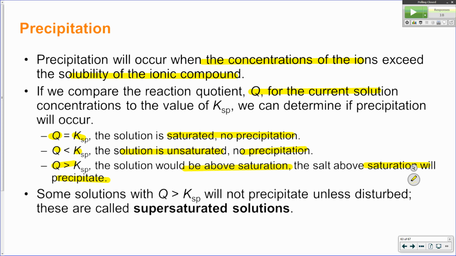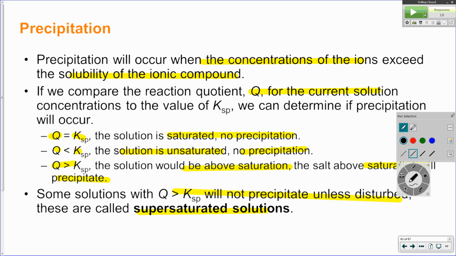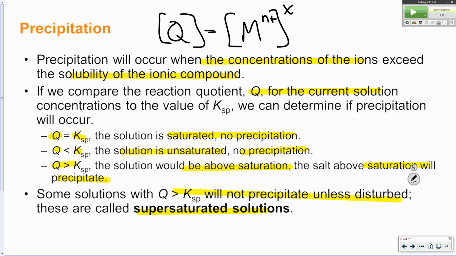Okay, so we talked about what supersaturation is already. Sometimes we can trick it by heating a solution up, and it's not going to form a precipitate unless it's disturbed. But the way that we calculate Q is simply the same way that we calculate KSP. It's the concentration of the metal raised to whatever that power is times the concentration of the nonmetal raised to whatever its power is. Okay?